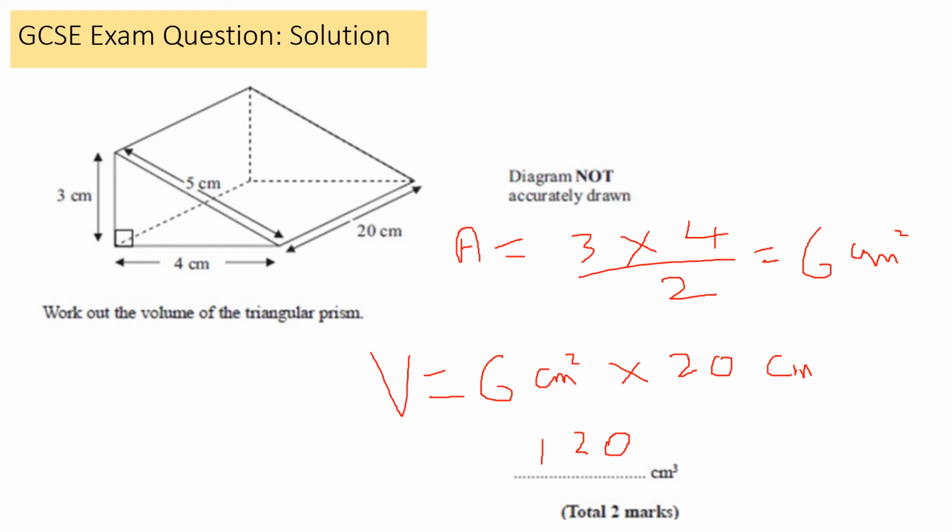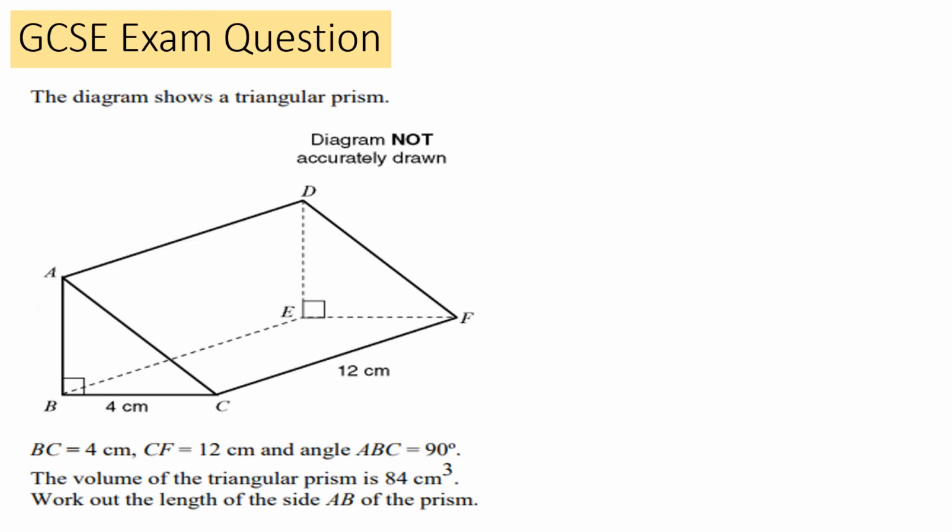Now, I'd like to turn your attention to the pack. Here is a more challenging GCSE question, and it's worth 4 marks. Have a go at finding the length of the side of AB of this prism, given that the volume of the triangular prism is 84 cm cubed.